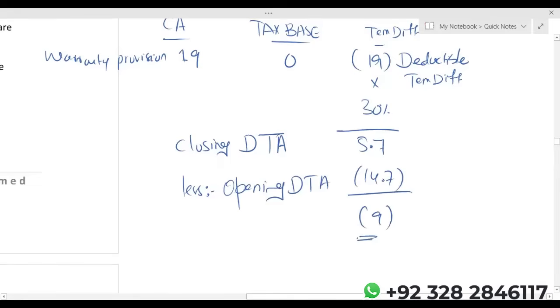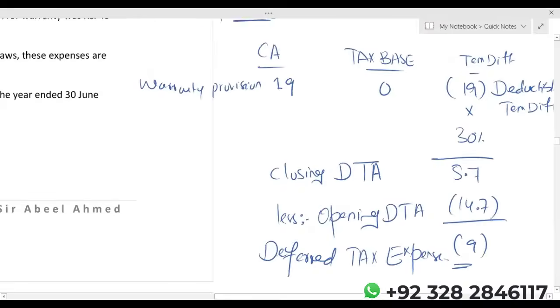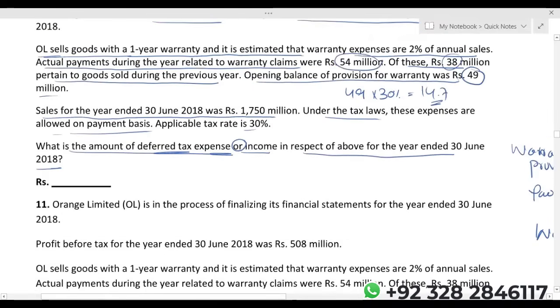So you can see that your asset has not increased, it has decreased. If there is decrease in asset, it is your income tax expense, the deferred tax expense. So 9 million is not income. If there is a decrease in the liability, it is deferred tax income. If there is a decrease in asset, it is deferred tax expense. So basically closing asset is less than the opening asset. So there's a deferred tax expense of 9 million. It's a very good question, I would say. So there's deferred tax expense.